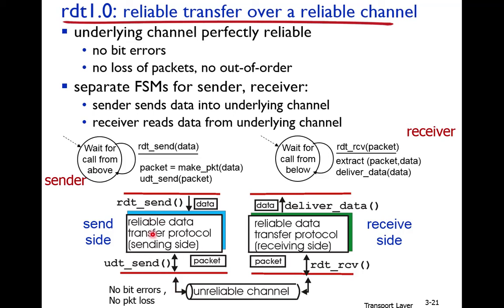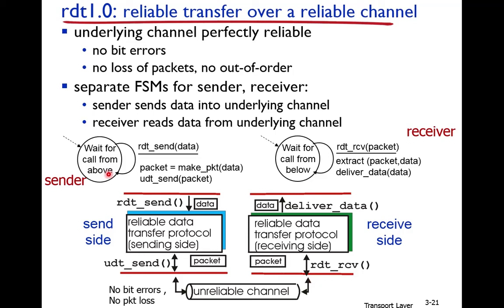So the transport layer does two things. First, when it receives the data from the application layer, it makes the packets. Then it sends the packet, meaning it sends the packet to the network layer, and then the network layer reliably, physically moves the data from the sending to the receiving machine.